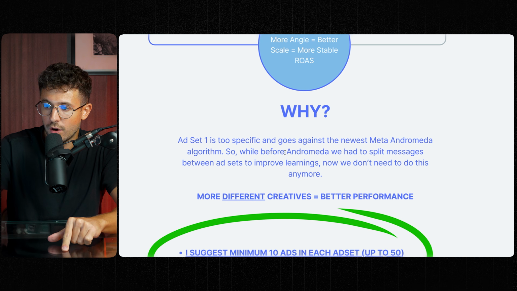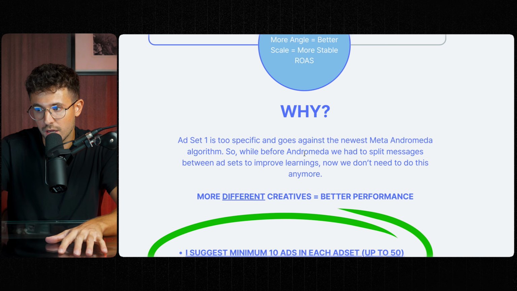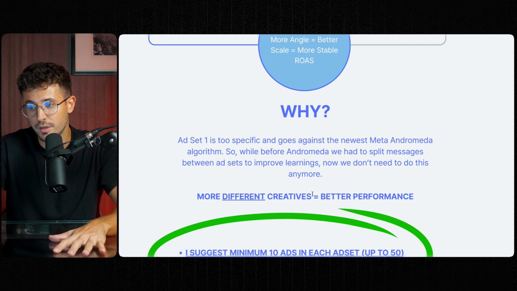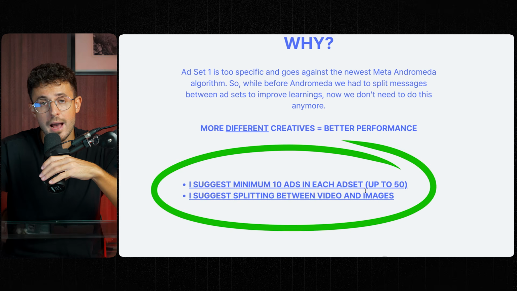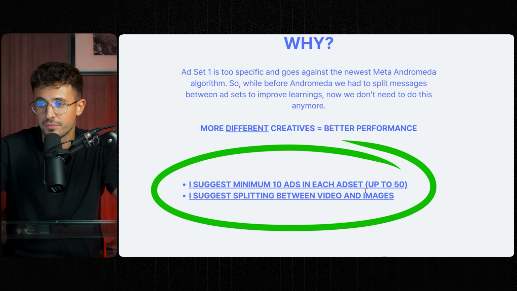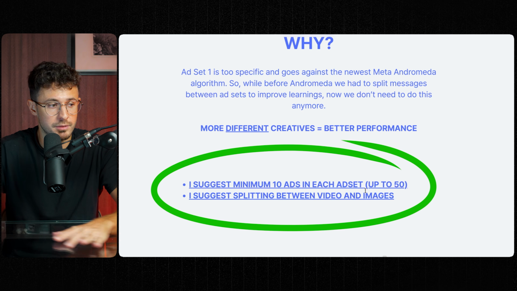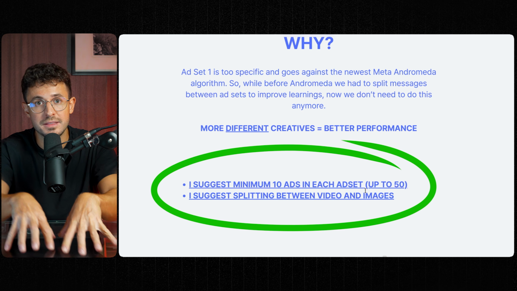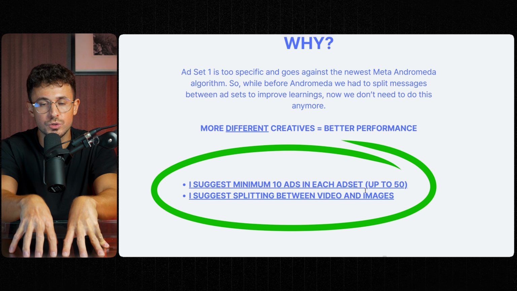So before, when Andromeda wasn't here, you could split it between angles. Now it's not like this anymore. So more different creatives is equal to better performance. I recommend splitting videos and images into different ad sets and keeping 10 minimum, really 10 is the bare minimum number of ads that you need to have inside one ad set. And the ads need to be different. Don't just change the headline, okay?